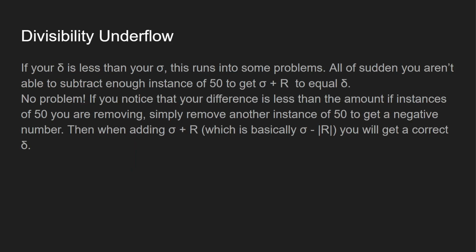So, here's the problem, right? That doesn't always work. Everything I just showed you doesn't always work. And the problem arises when your delta is less than your sigma. So if your delta is less than your sigma, all of a sudden you aren't able to subtract enough instances of 50 to get the sigma plus r to equal delta. In fact, it equals the overflow of that amount. So basically, whatever that number is subtracted by 50, that is what you're going to get.